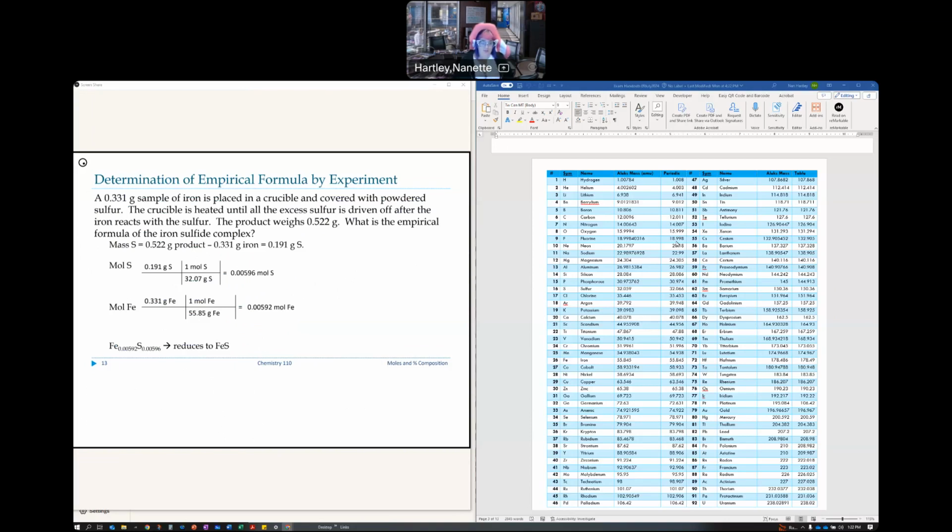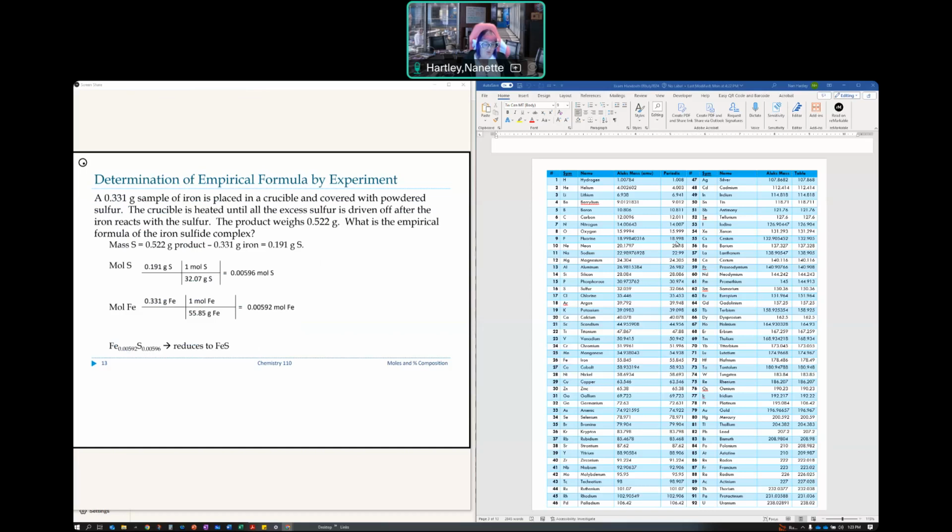Here is another example of determining an empirical formula by experiment. So we have 0.331 grams of iron. It's placed in a crucible covered with powdered sulfur. The crucible is heated until all of the excess sulfur is driven off after the iron reacts with the sulfur. The product weighs 0.522 grams. What's the empirical formula of the iron sulfide complex?